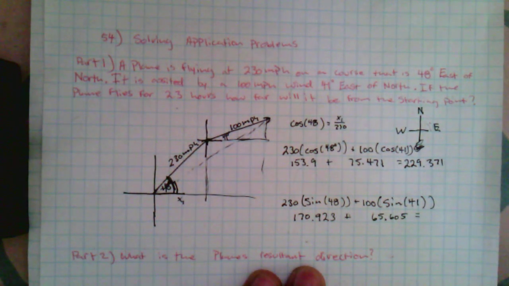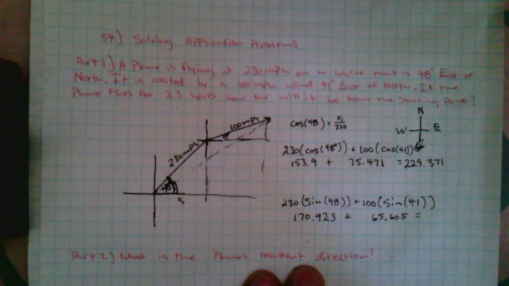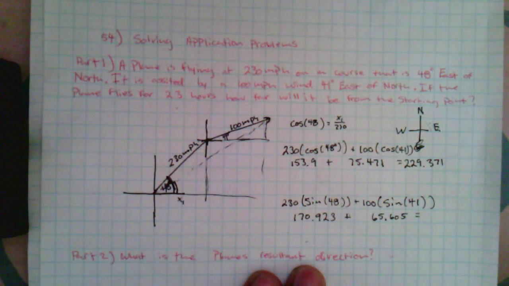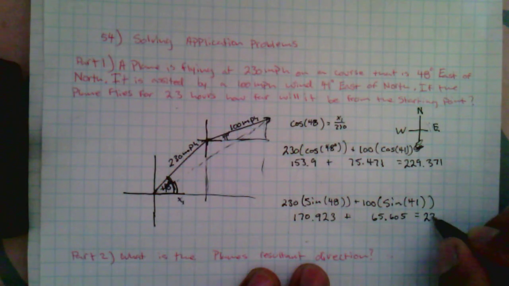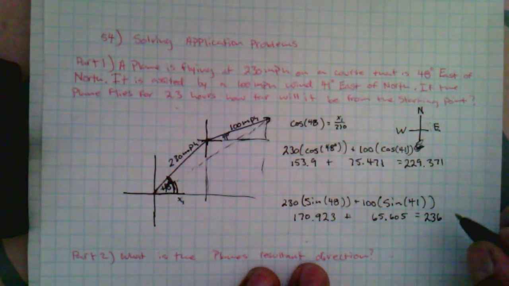And then we're going to do 170.923 plus 65.605, and we get 236.528.